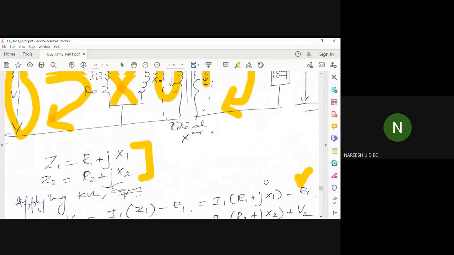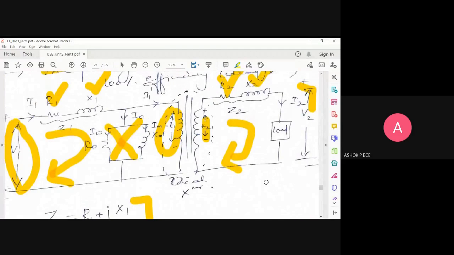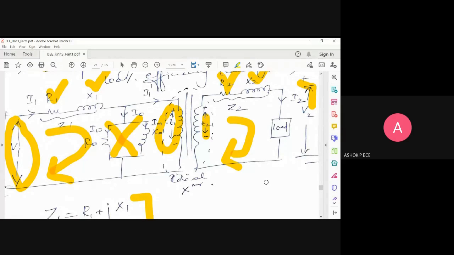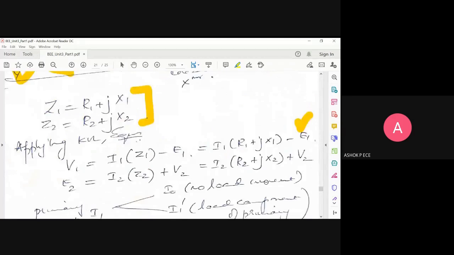Yes, sir. The V2 polarity, here the upper portion is plus, lower is minus, I'm considering it that way. So current is entering at positive and leaving at negative, so it will be minus. So E2 minus I2 Z2 minus V2 equals 0, or E2 equals I2 into R2 plus JX2 plus V2. And see here, E2 and V2 have the same relationship, V2 is also plus. But in the previous equation, V1 is plus and E1 is minus, because the induced EMF is going to oppose your source.